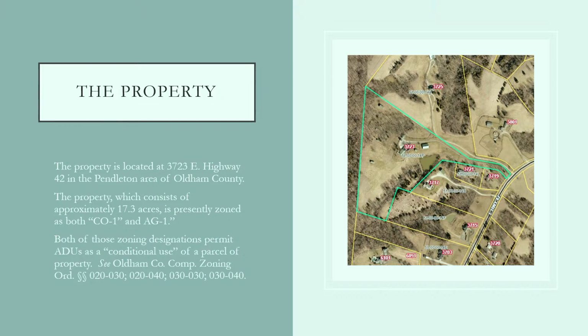But they are both within the overall property lines. Both of these designations permit ADUs as a conditional use of a parcel of property. And then I've cited the respective zoning ordinance sections for that purpose. So whether it's CO1 or AG1, both of them allow accessory dwelling units as a conditional use, which is why we're here today.